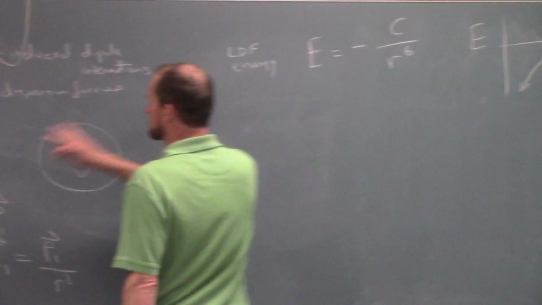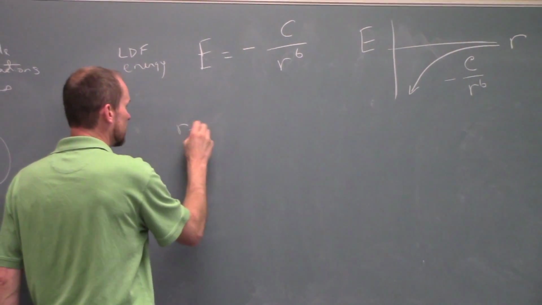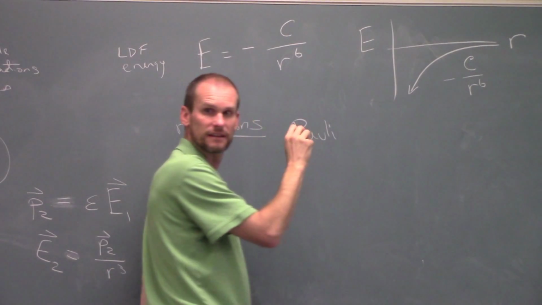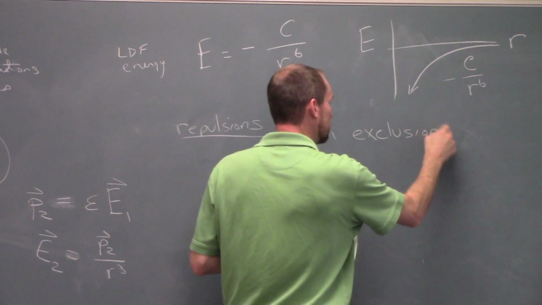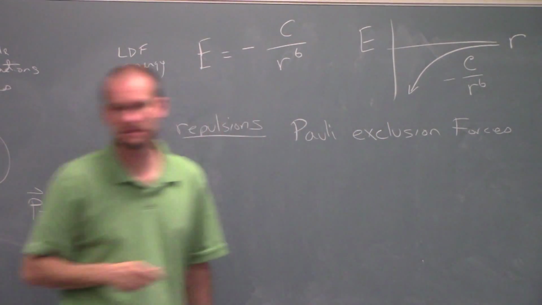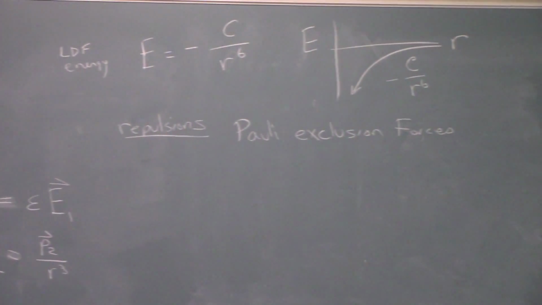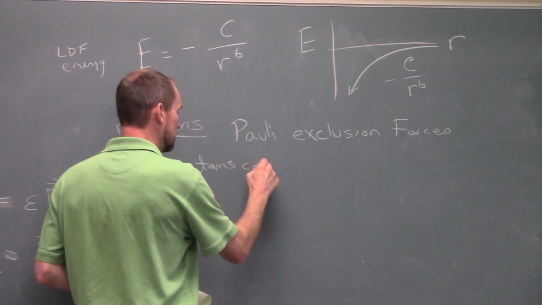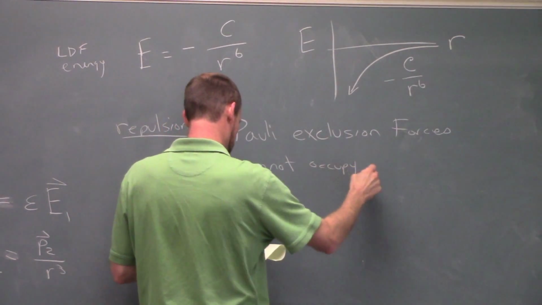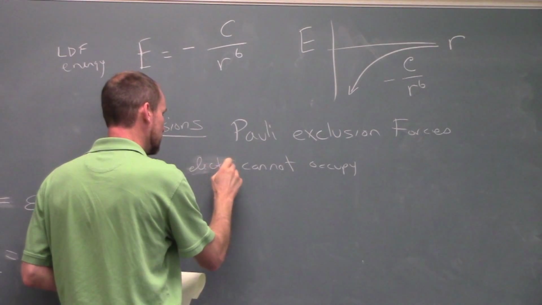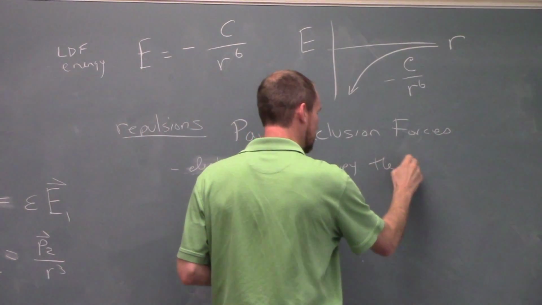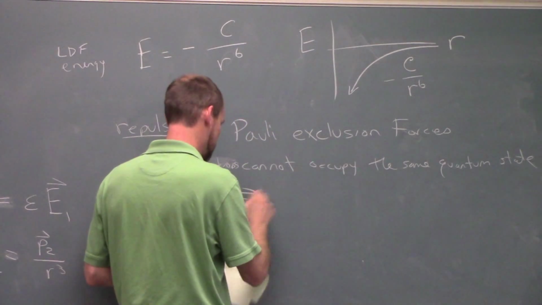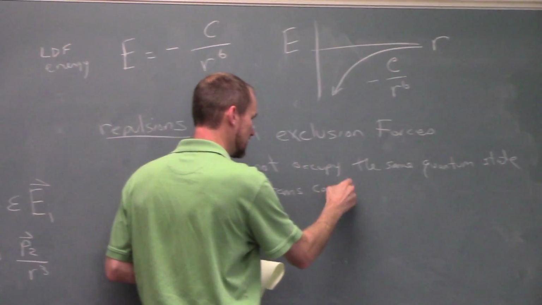All right, then the London dispersion forces are typically combined with the repulsions. And the repulsions arise from the Pauli exclusion forces. This is the same one from quantum that says two electrons can't occupy the same state. Things can't overlap, can't be in the same place. Let's say electrons cannot occupy the same quantum state. And from that, it's going to turn out that the atoms cannot overlap.